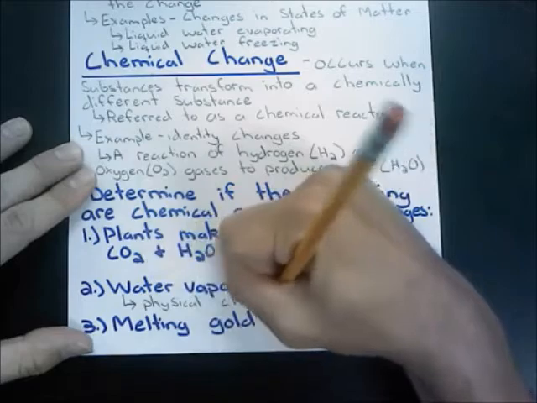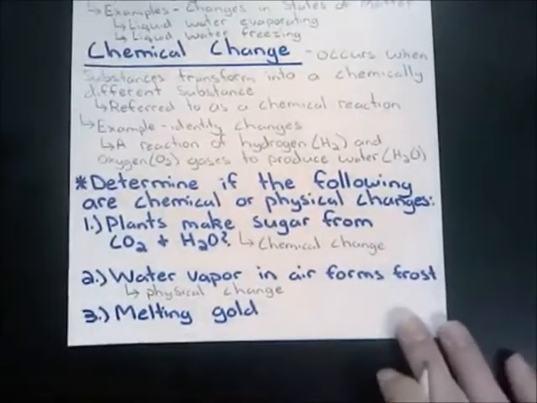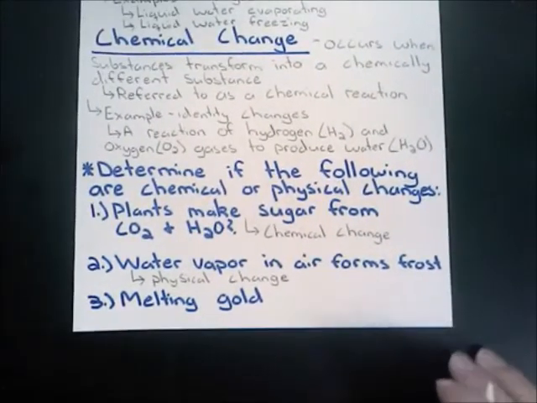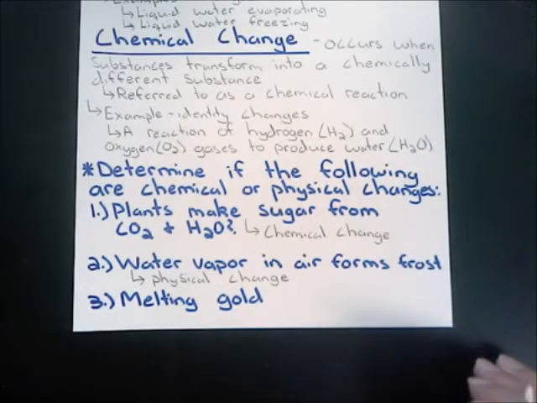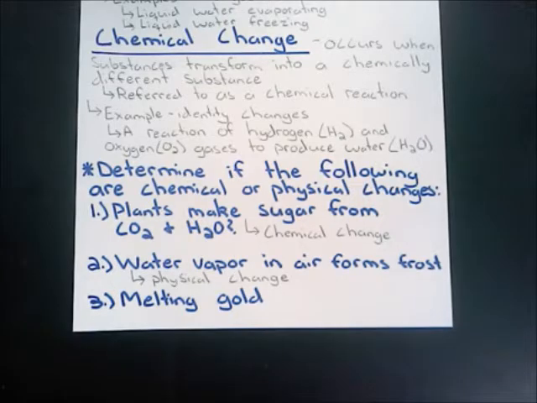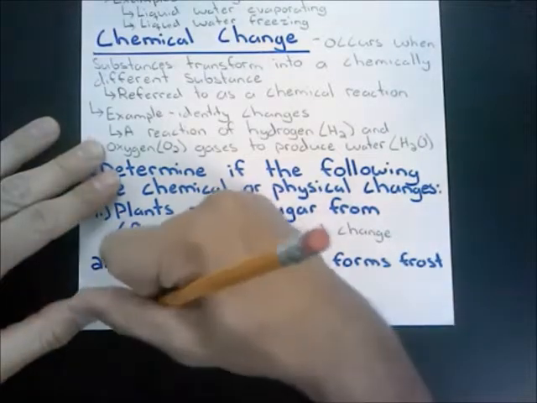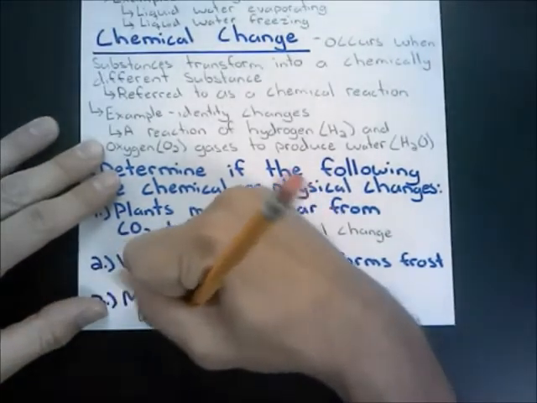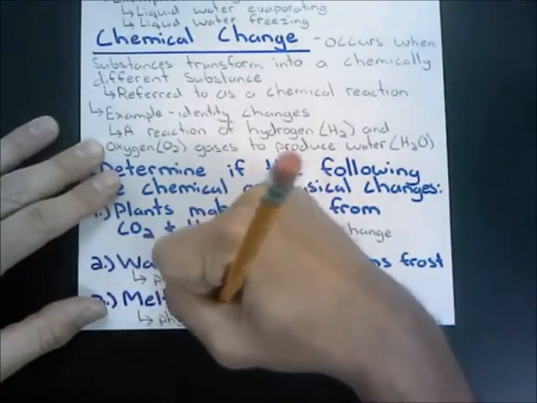Now, melting gold. You go out west and you find some gold and you melt it down. So we started out with solid gold and we heated it up to get liquid gold. Does gold change at all chemically? Again, the answer is no. We've just changed the state of matter. So melting gold is also a physical change.